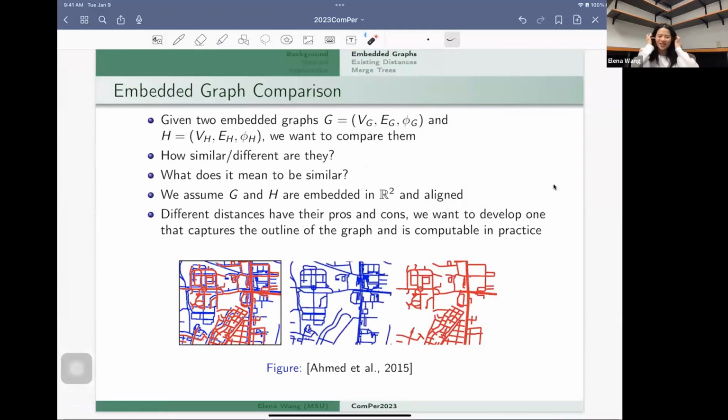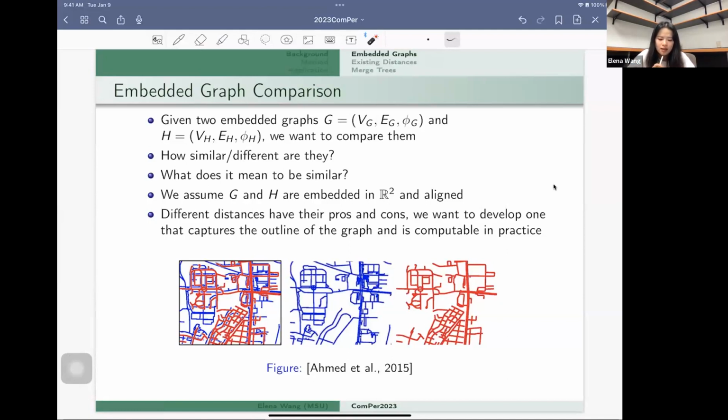Now we have two embedded graphs, G and H, with their own sets of vertices and edges and their maps phi. We want to compare them. So we want to ask questions such as how similar or different are they? And what does it mean to be similar? Both of these questions don't have definitive answers, and they're just really application specific. So we want to explore these questions through this study. And in this work, we also assume the two graphs are not only embedded in R^2, they're also pre-aligned, because graph alignment is a very difficult question in its own right.